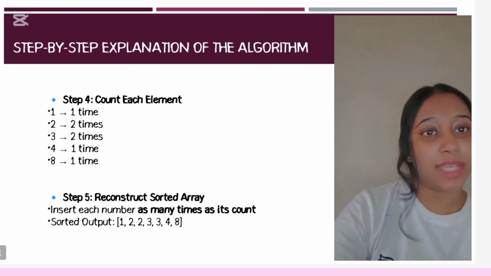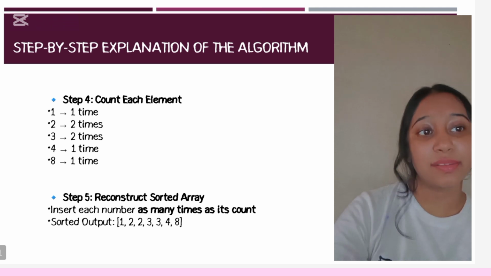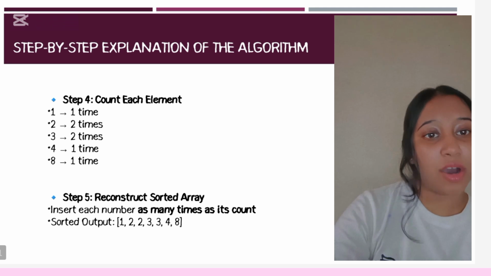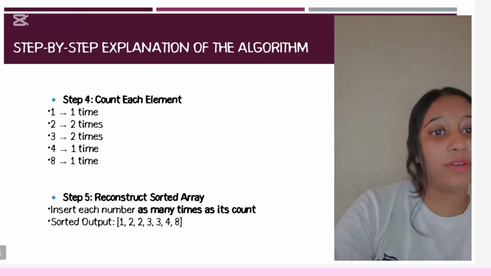Step 5 is to reconstruct the sorted array. Finally, we rebuild the sorted array using the count array. For each index, we insert the number as many times as its count: 1, 2, 2, 3, 3, 4, 8. Counting sort avoids comparisons, which makes it faster for small ranges.